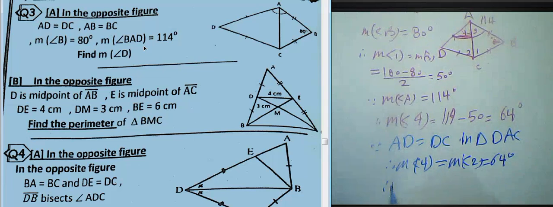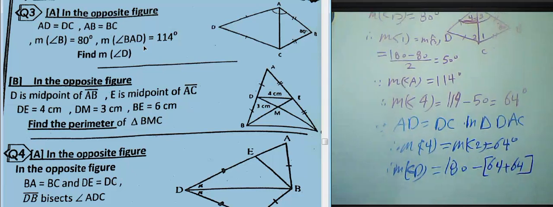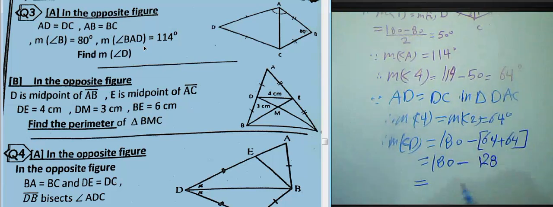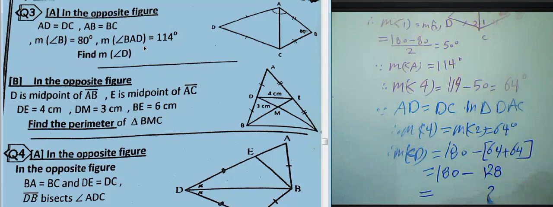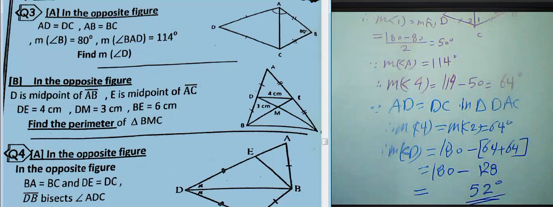measure of angle D. Then the measure of angle D equals 180 subtract the sum of 64 plus 64. 180 subtract the sum of them: 4 plus 4 equals 8, 6 plus 6 equals 12, and the result here is 10 minus 8 equals 2, 7 minus 2 equals 5, 11 minus 10 equals 8. The result here will be 52 degrees.